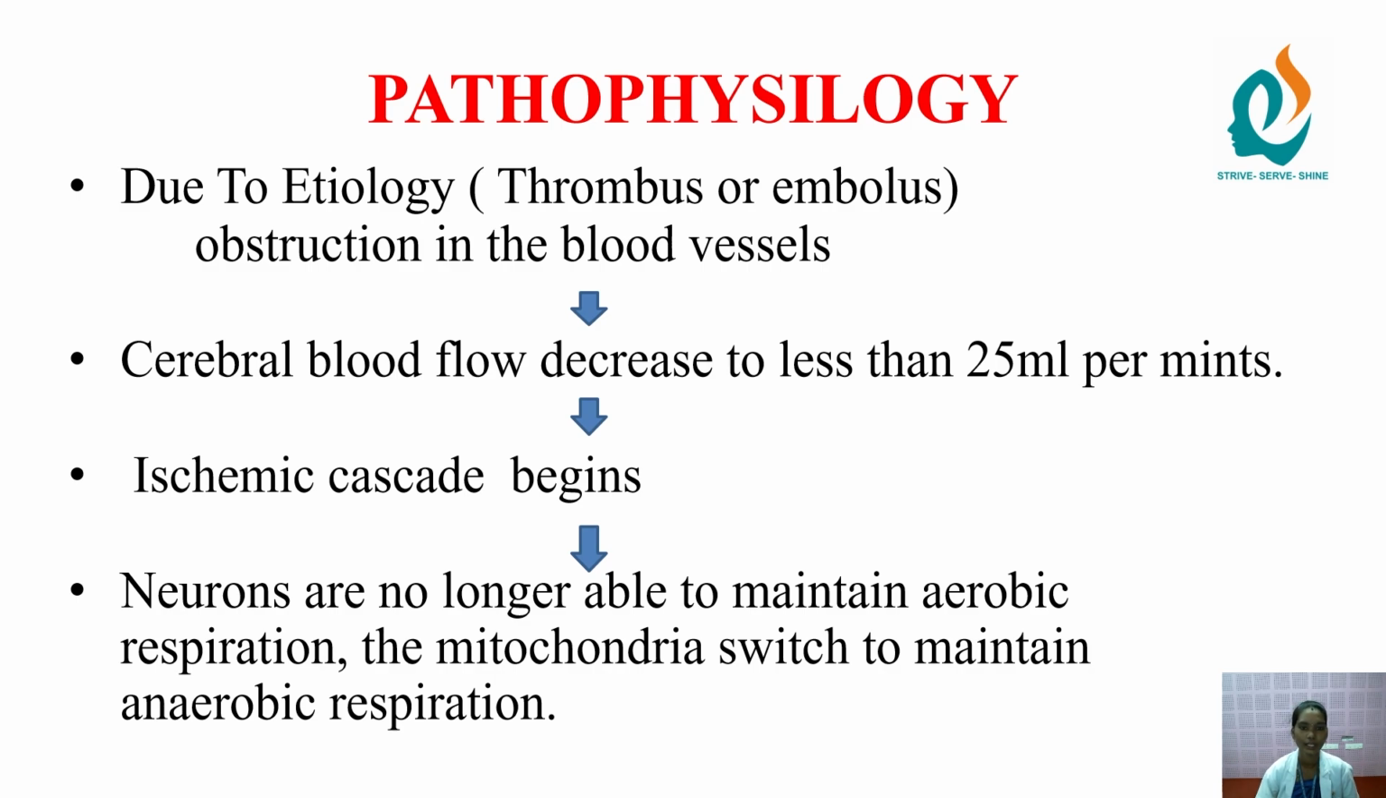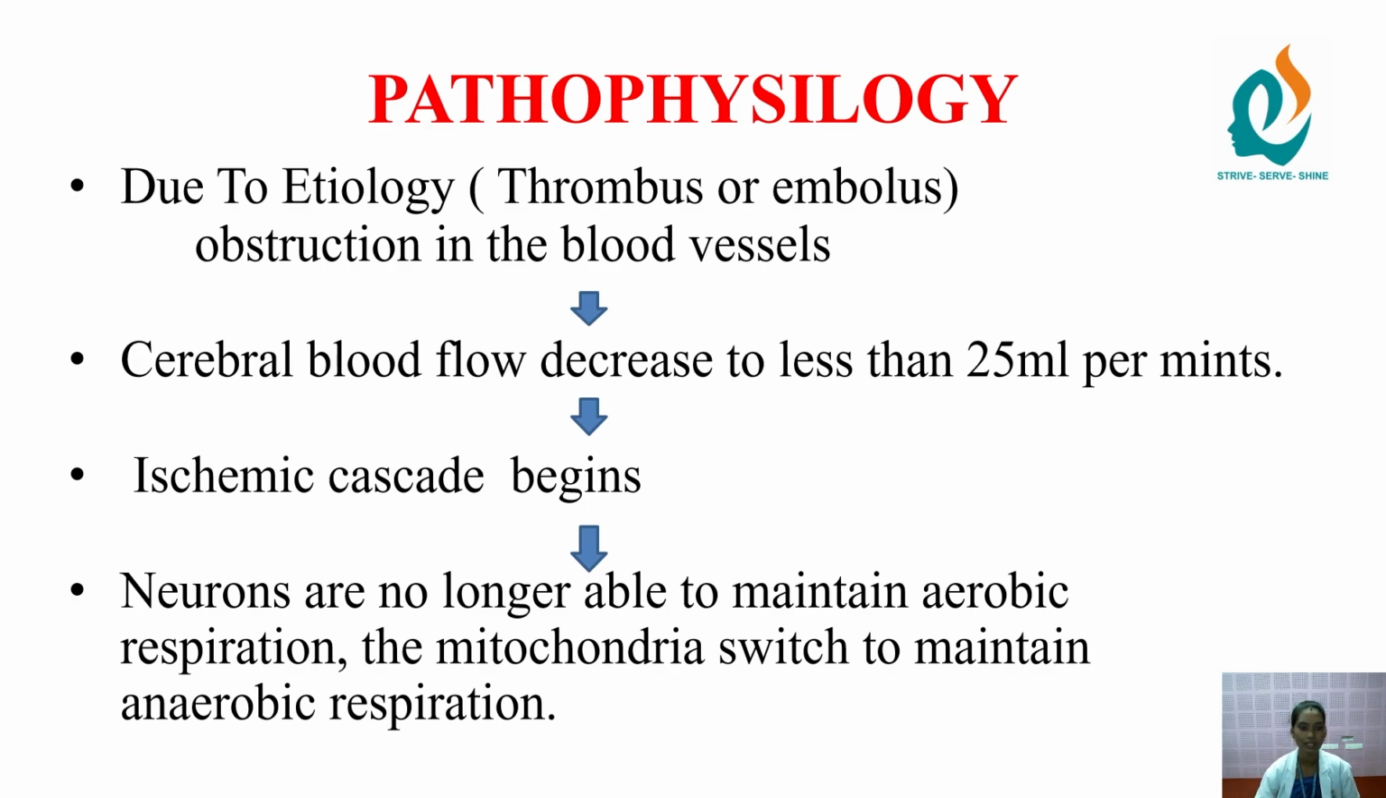Due to etiological factors, modifiable and non-modifiable, like thrombosis or embolus obstructions in the blood vessels, cerebral blood flow decreases to less than 25 ml per minute. Thrombosis means a blood clot, and embolus means a movable one, for example a blood clot, air bubbles, or fatty substance. This substance travels in the brain's blood circulation and blocks it, leading to decreased blood flow to the brain, especially less than 25 ml per minute.